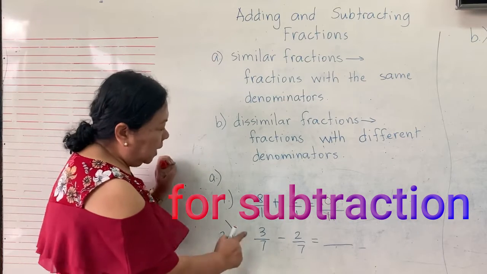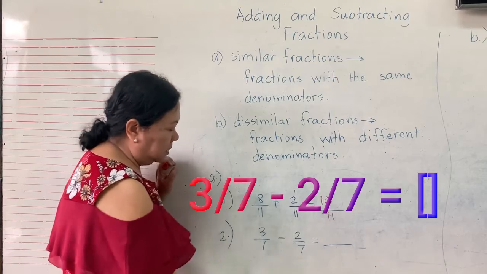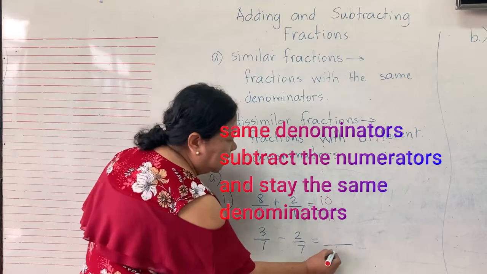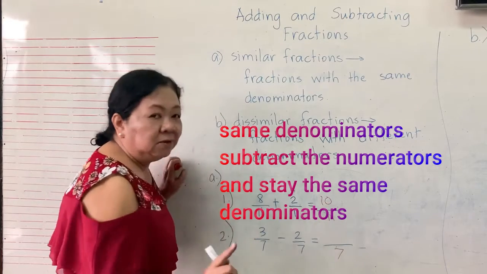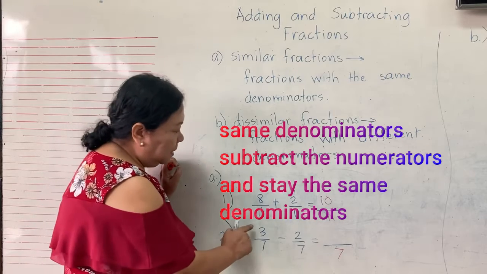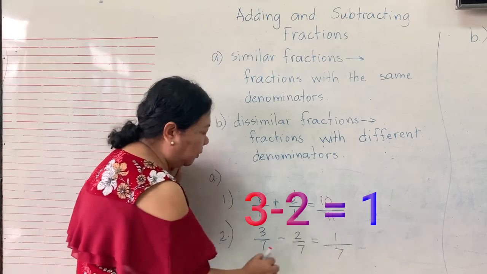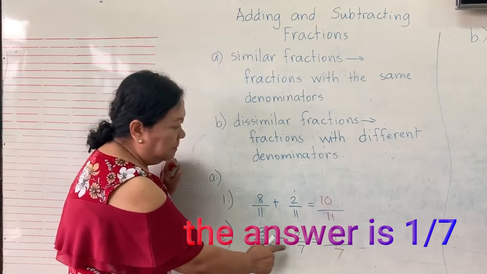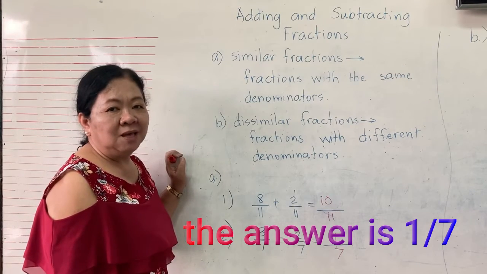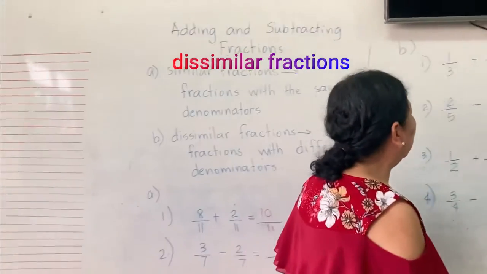Another, we have here 3 over 7 minus 2 over 7. Both the denominators are 7. So, you will just write here 7. You don't need to subtract the denominators if they are the same. Then, subtract the numerators. 3 minus 2 is 1. Therefore, 3 over 7 minus 2 over 7 is equal to 1 over 7. Now, let's go to the next example.